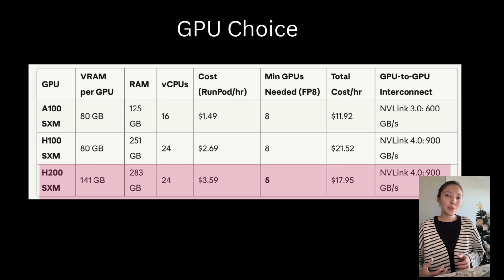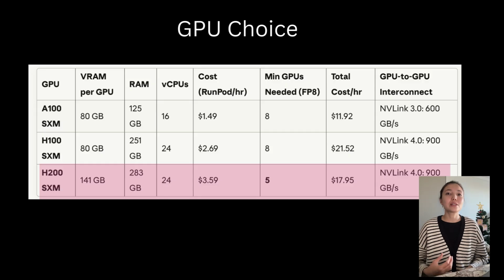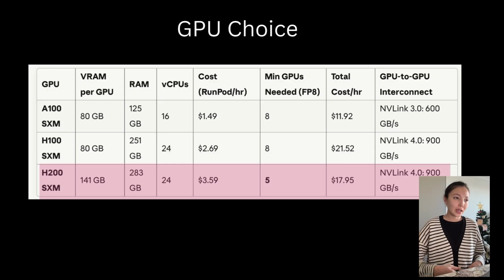So for Llama model specifically, H200 SXM is the winner because you need fewer GPUs with this one, because the VRAM memory is higher. It's 141 compared to 80 gigabytes for H100, for example. But also with a lower price, you'll get around 3x higher inference time.